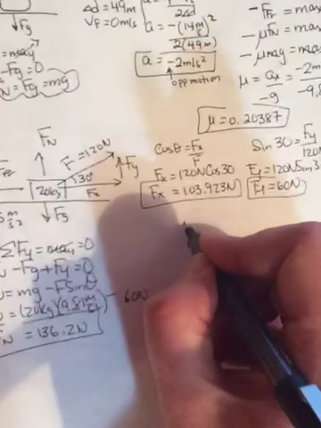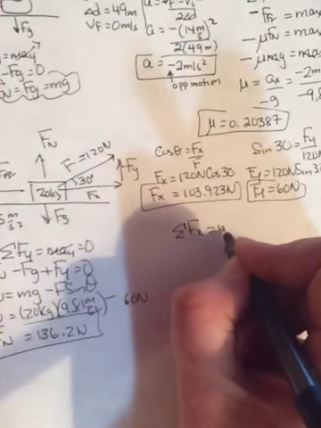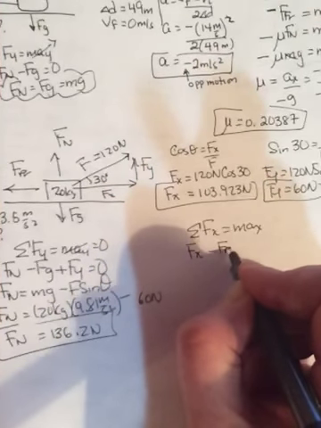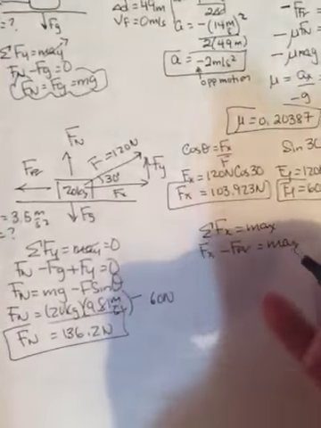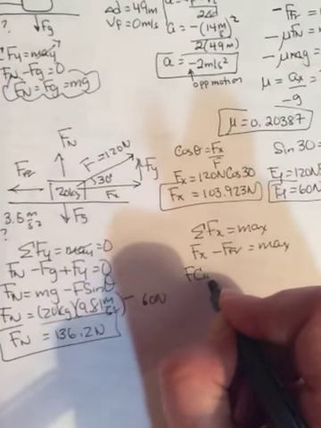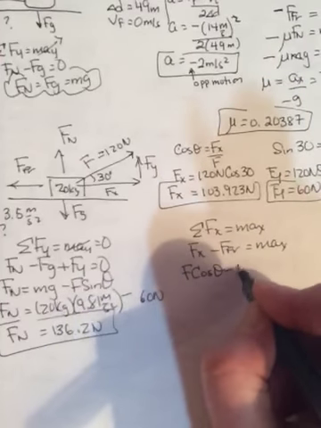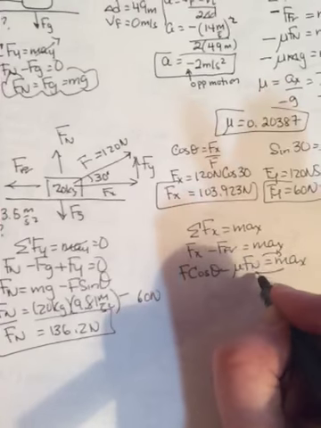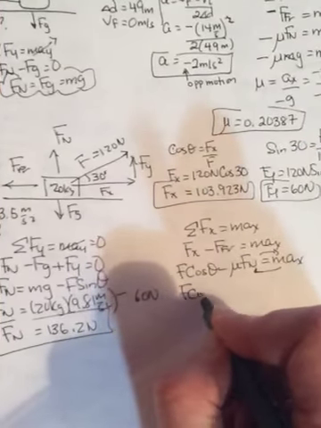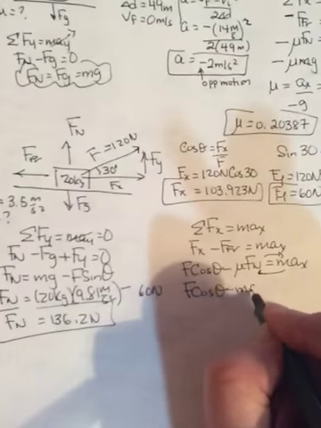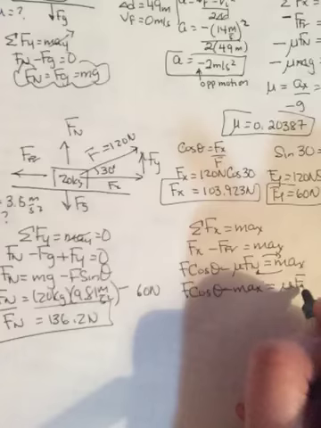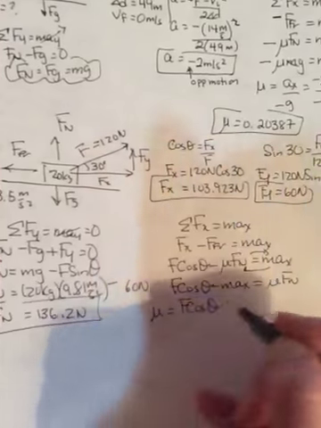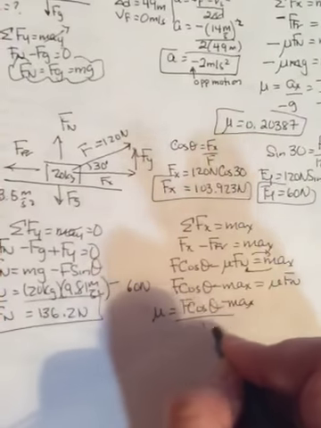Okay, so now we go to sum of the forces in the x direction. Equals max. In the x direction we have Fx minus friction equals max. And we're looking for mu. So Fx is F cos theta. And friction is minus mu Fn. And we're looking for mu, so we can bring this over here and this over here. So we'll have F cos theta minus max equals mu Fn. And then divide both sides by Fn. So F cos theta minus max divided by Fn.